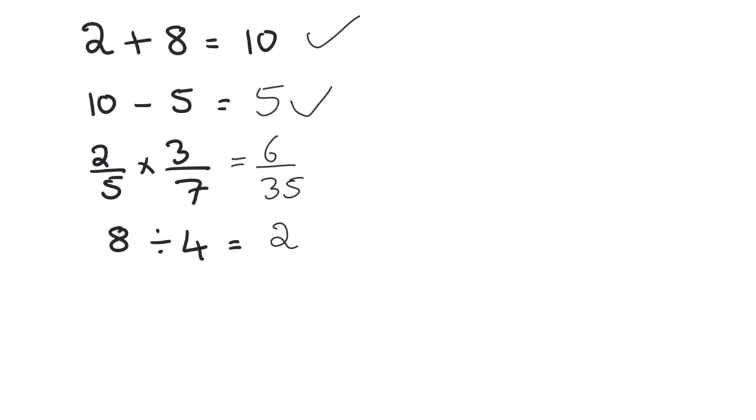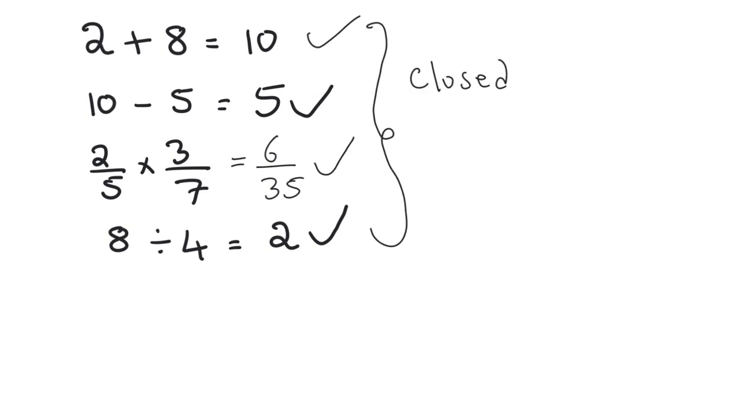So, did you observe that the sum of two rational numbers is a rational number? The difference of two rational numbers is a rational number. The product of two rational numbers is a rational number. The quotient of two rational numbers is a rational number. So, we say that rational numbers are closed under addition, subtraction, multiplication and division. Do you get it? Now, what about irrational numbers? Let us see.